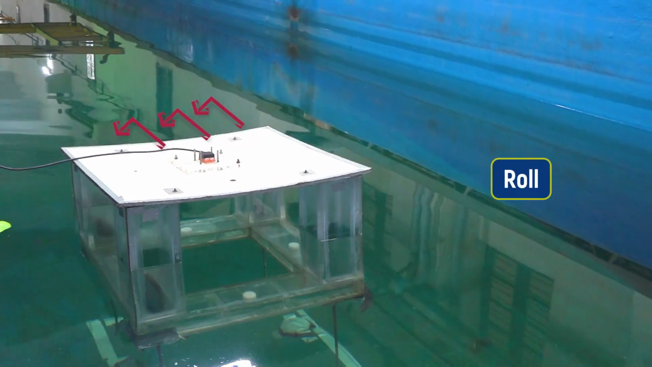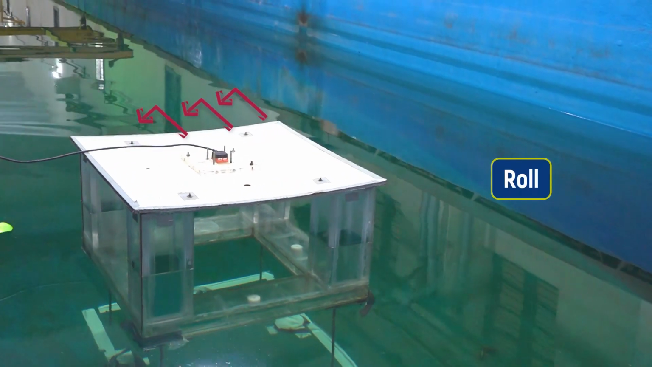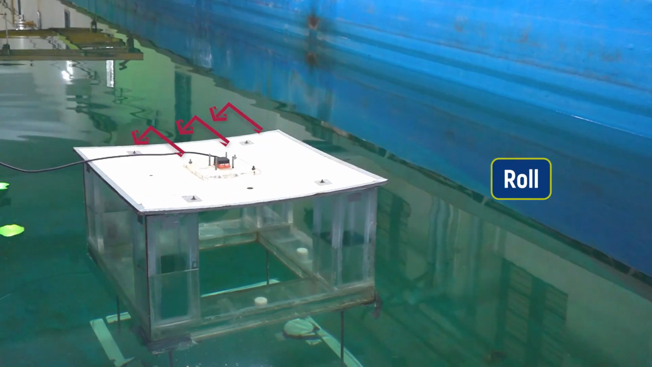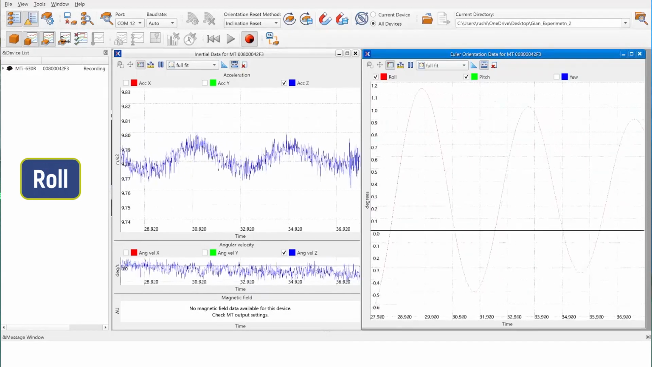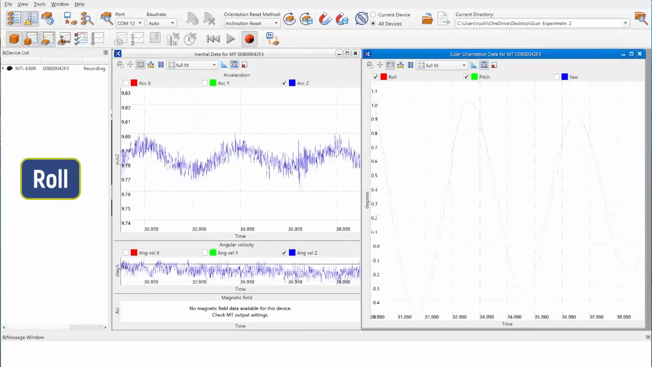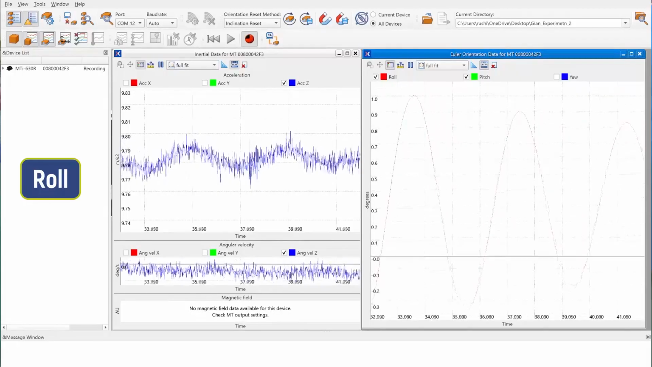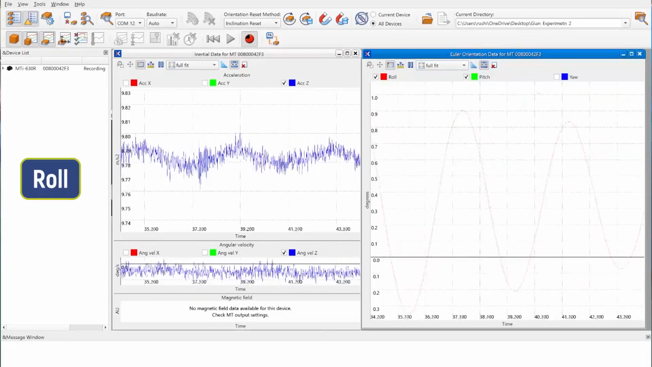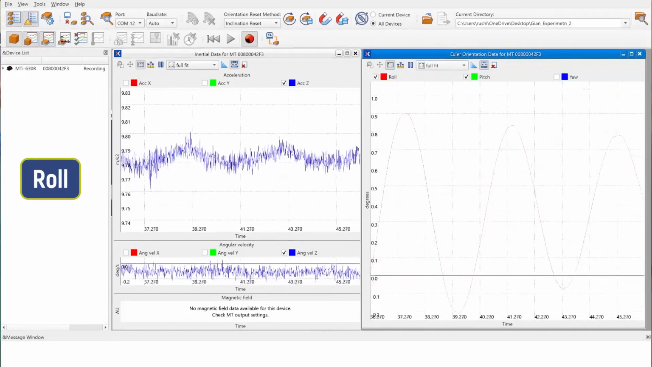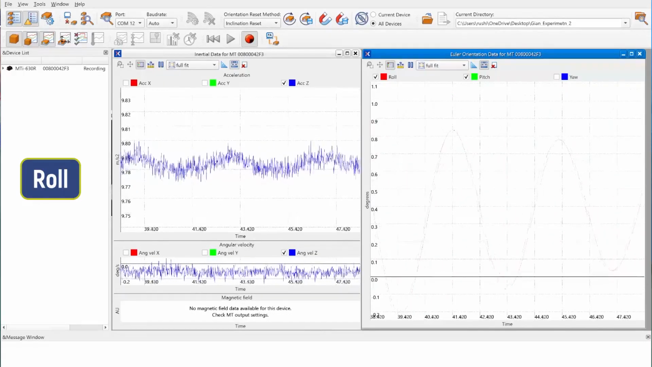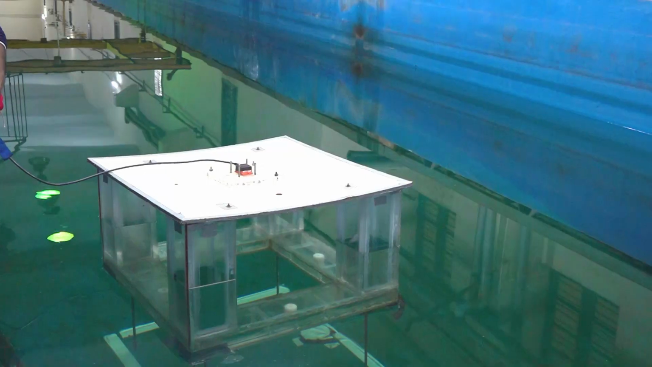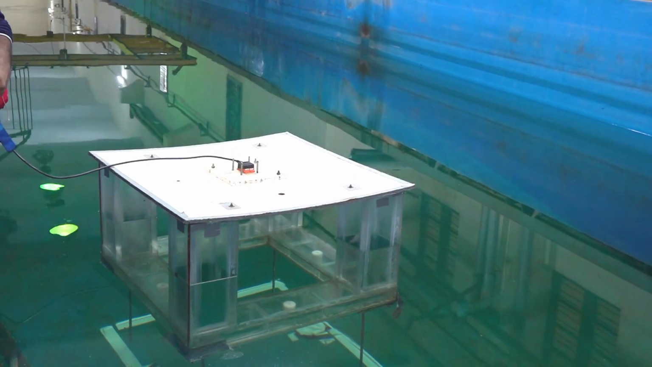Now, you can see the structure is oscillating, and because of the oscillation, the waves are generated. The waves generated are so small that we may not be able to see them 100%, but because of that, the structure is coming to rest very quickly. Now, with these free decay curves, we will be able to find out the natural period of the structure.